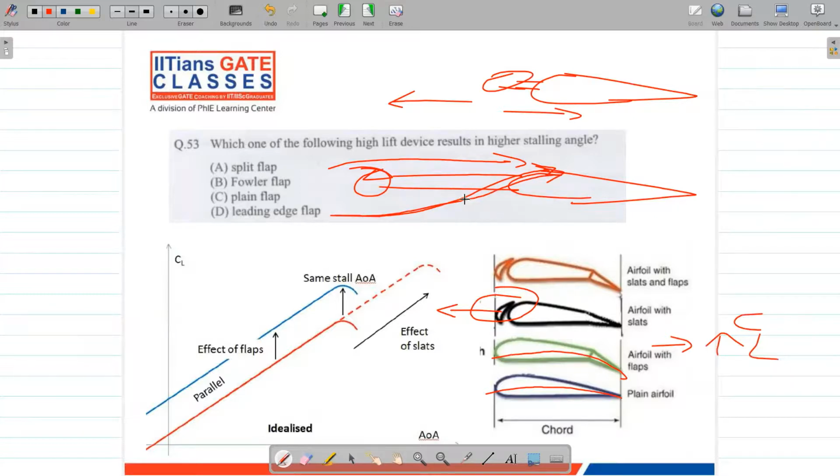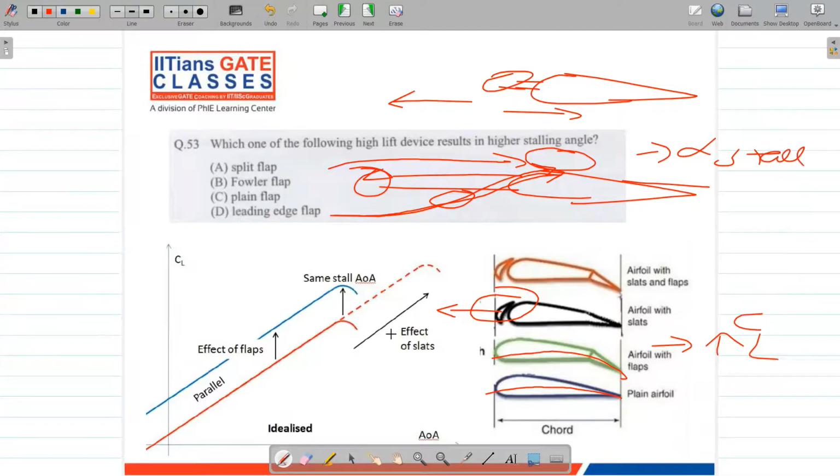So this air that is going from the bottom to the top basically re-energizes the air at the top. It gives more energy, and more energy means that you'll have a much later flow separation. And if it is separating later, the stalling will be delayed. That is, alpha stall will be higher.